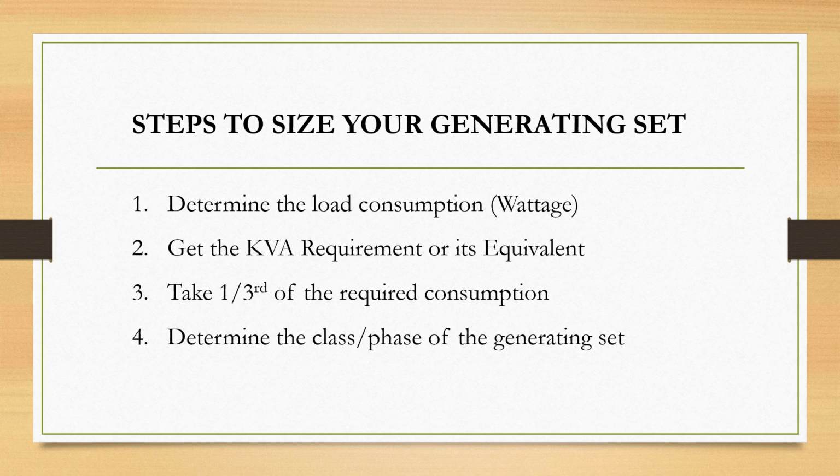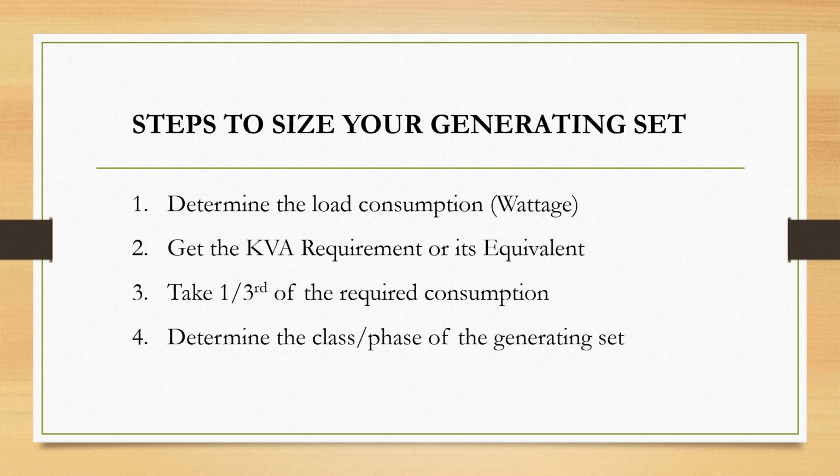So now, let's talk about the steps to be taken to size your generating set. The first is to determine the load consumption of your building. If you intend to use a generator for a particular building, you have to know the total load capacity of that building so as to appropriately size the generator you are bringing to it. Secondly, you have to know the kVA rating of the generating set that you intend to use. From your previous calculation, which is your load consumption, you can derive your kVA rating.